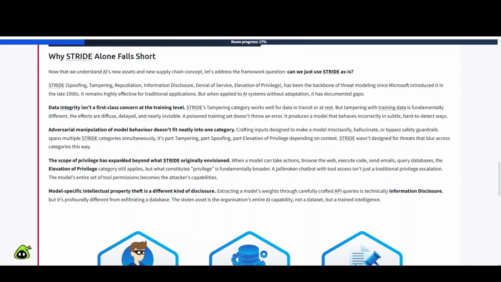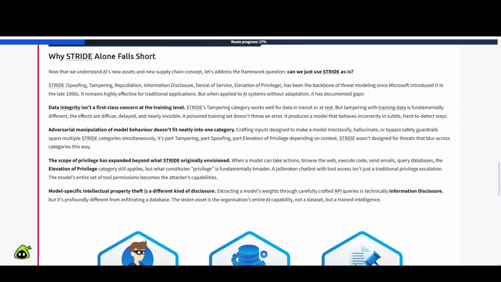The scope of privilege has expanded beyond what STRIDE originally envisioned. When a model can make decisions or take actions, browse the web, execute code, send emails, query databases, the elevation of privilege category still applies, but what constitutes privilege is fundamentally broader. A jailbroken chatbot with tool access isn't just a traditional privilege escalation. The model's entire set of tool permissions becomes the attacker's capabilities.